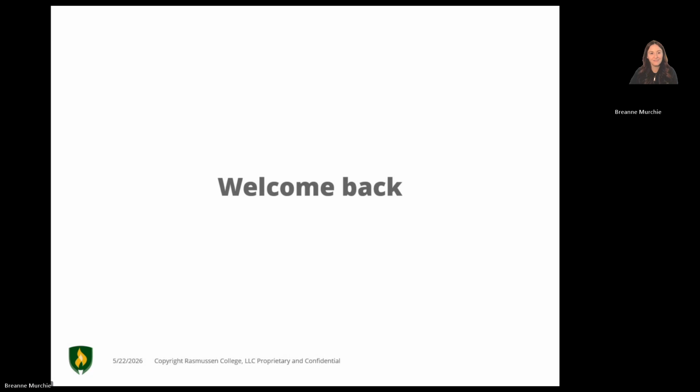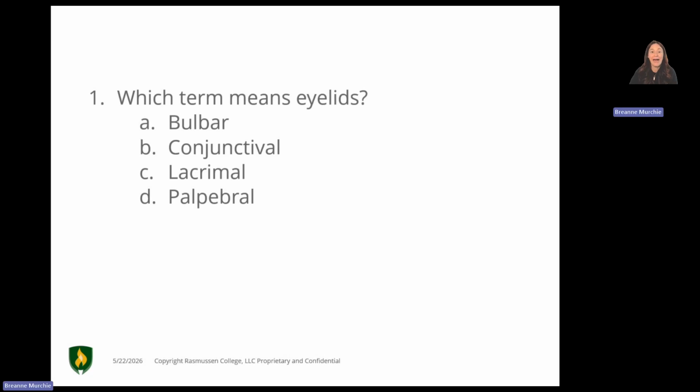Welcome back. All right, which term means eyelids? That is palpebral, because bulbar refers to the eyeball or the globe. Conjunctival means the conjunctiva, I don't care how you say it, but that's the mucous membrane that covers the eyeball and the eyelids. And then lacrimal refers to the lacrimal glands and the lacrimal system. That has to do with tears. So palpebral is your answer.